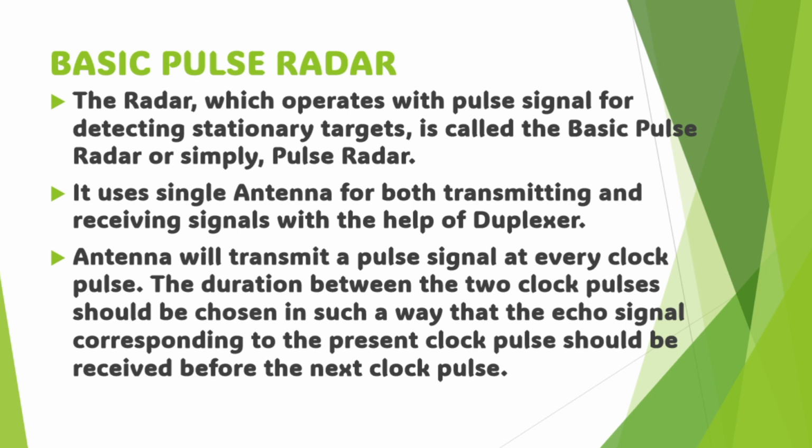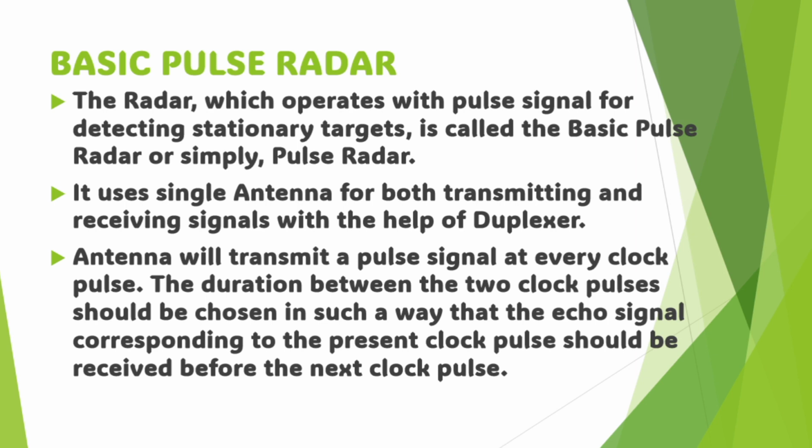Next, the radar which operates with a pulse signal for detecting the stationary target, here the target is stationary, meaning constant targets. We have to find the information about stationary targets. This principle is the basic pulse radar system, or generally it is called the pulse radar system. It uses a single antenna for both transmitting and receiving purpose. That's why it is also called a TR switch or an SR switch, with the help of a duplexer.